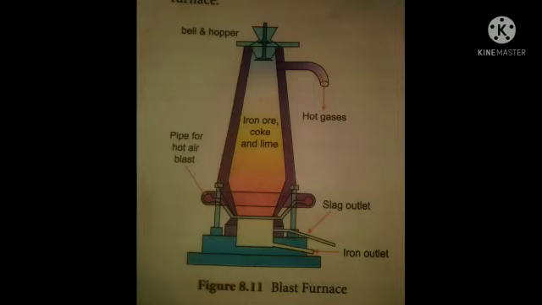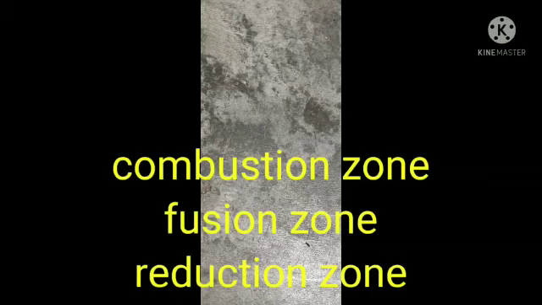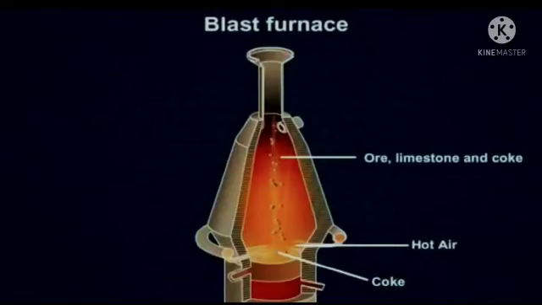You can see at the top of the blast furnace there is a cup and cone arrangement, the opening at the top. Through that opening we send the iron ore, coke and limestone. Okay. And inside the blast furnace the reaction takes place as a 3-step process, that is combustion zone, fusion zone and reduction zone. See, in the picture it is given. This is the structure of the blast furnace. At the top we can see the cup and cone arrangement, through which we are adding the charge inside the blast furnace.